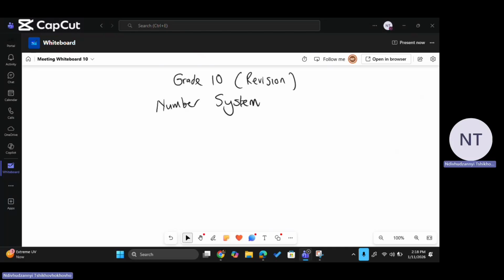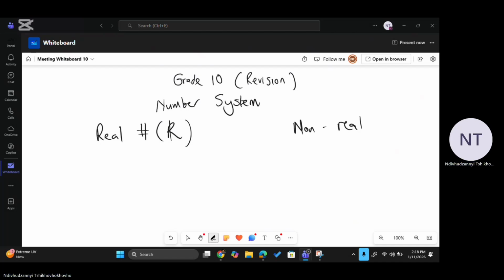So in grade 9, you did things called number systems. You have two different types of numbers, right? A number can be real or non-real. So it's either a real number, which you denote by R, or a non-real number, which we'll denote by not R, right?